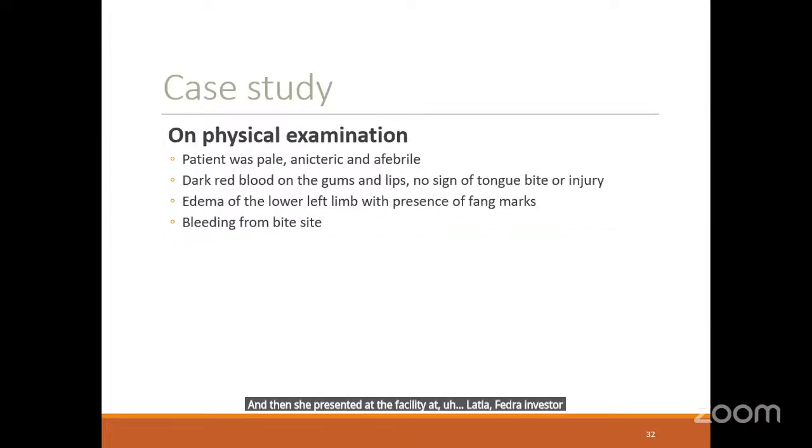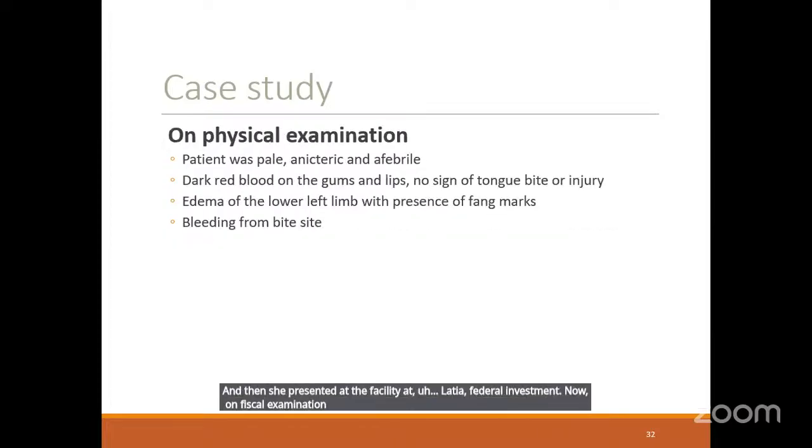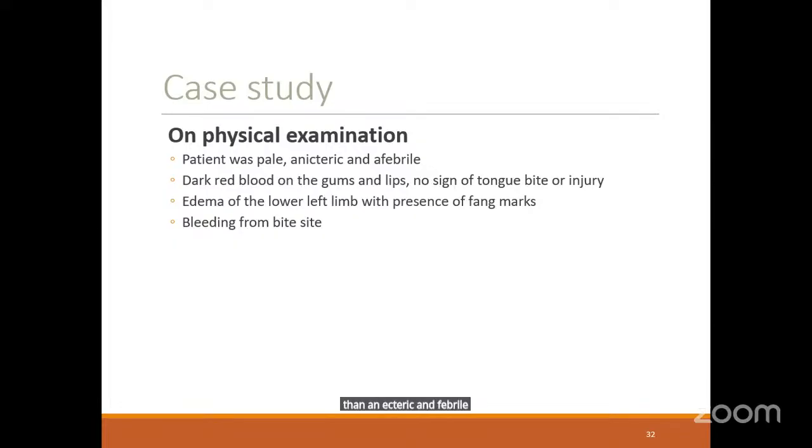Yeah, okay. Now, on physical examination, she was found to be pale. Remember, this patient has been bleeding from that site. Then anicteric and febrile, okay? So she had dark red blood on the gum and lips. Now, this is one of the signs of hemotoxic venom.